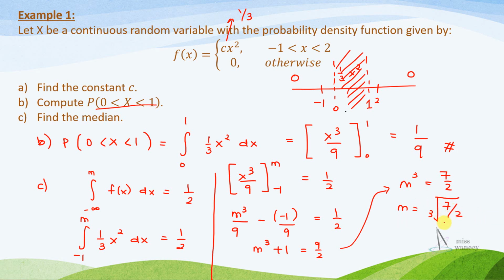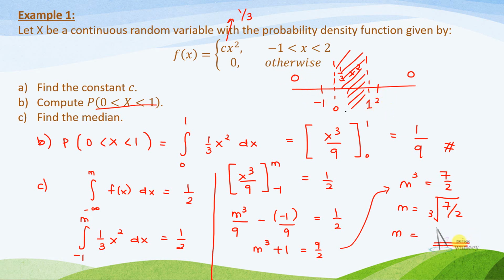So this is our median, the cube root of 7 over 2. I don't have my calculator with me, so you can use your calculator to calculate the value of m. Do make sure that m is somewhere in between negative 1 and 2.